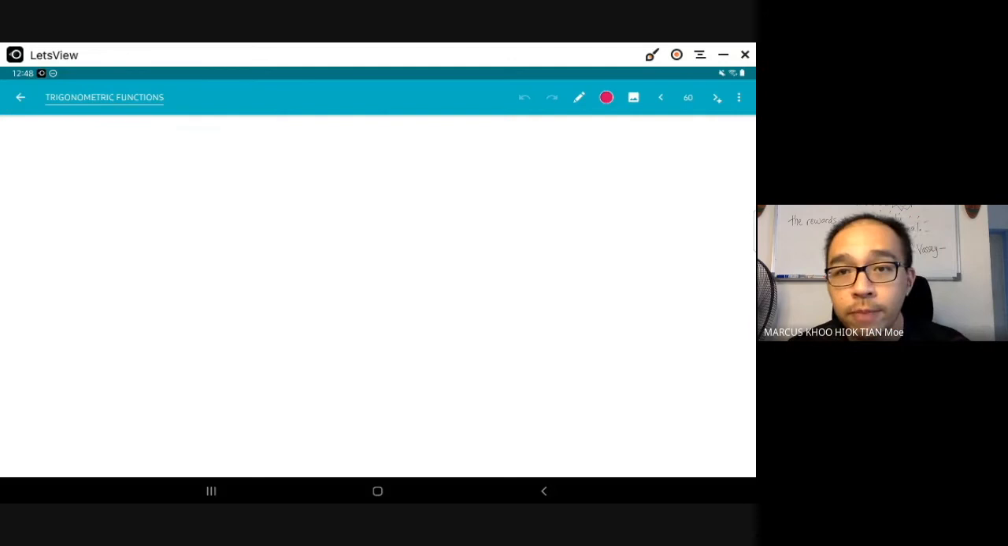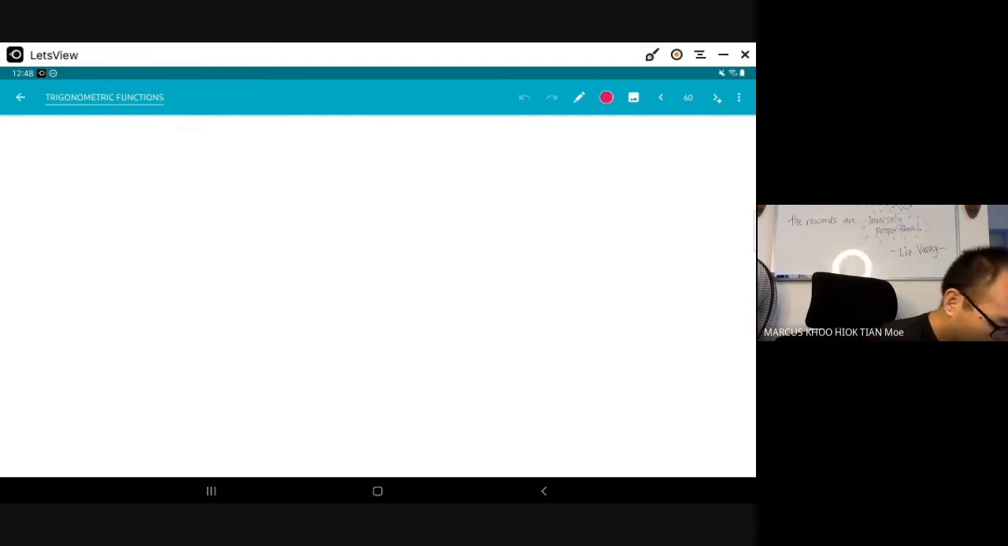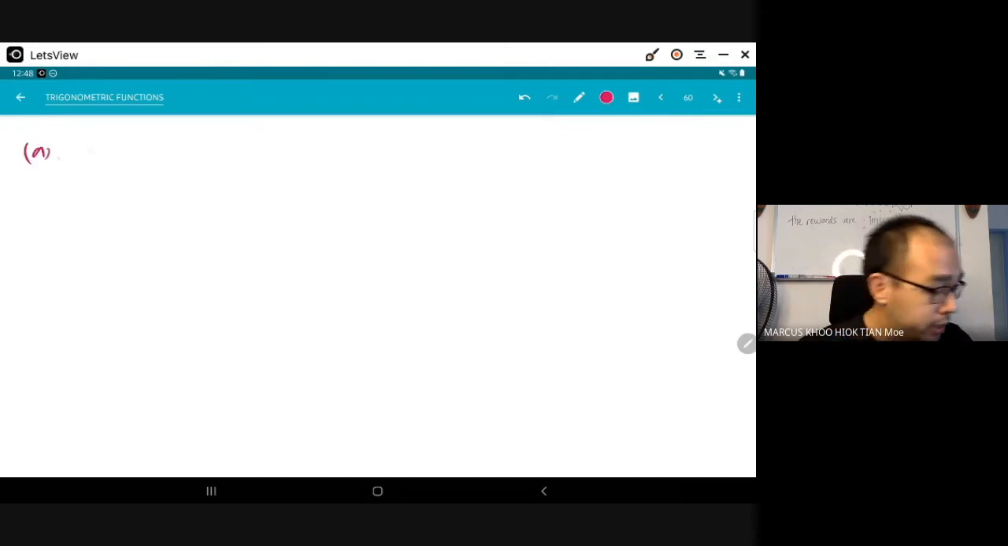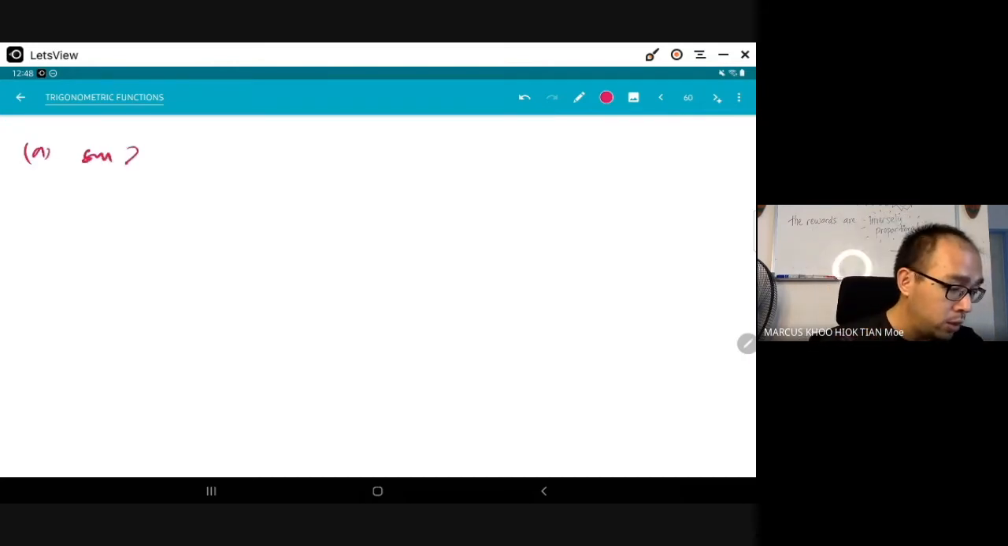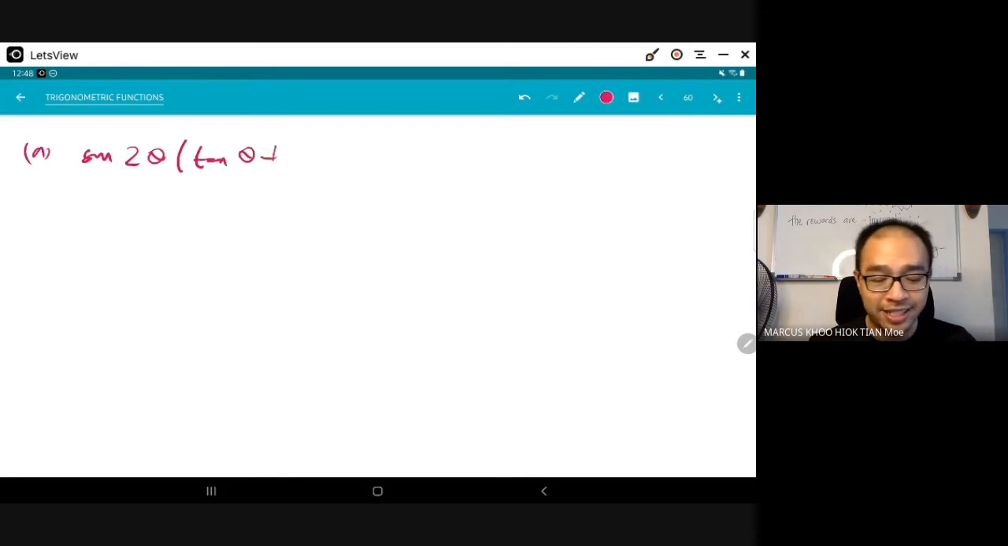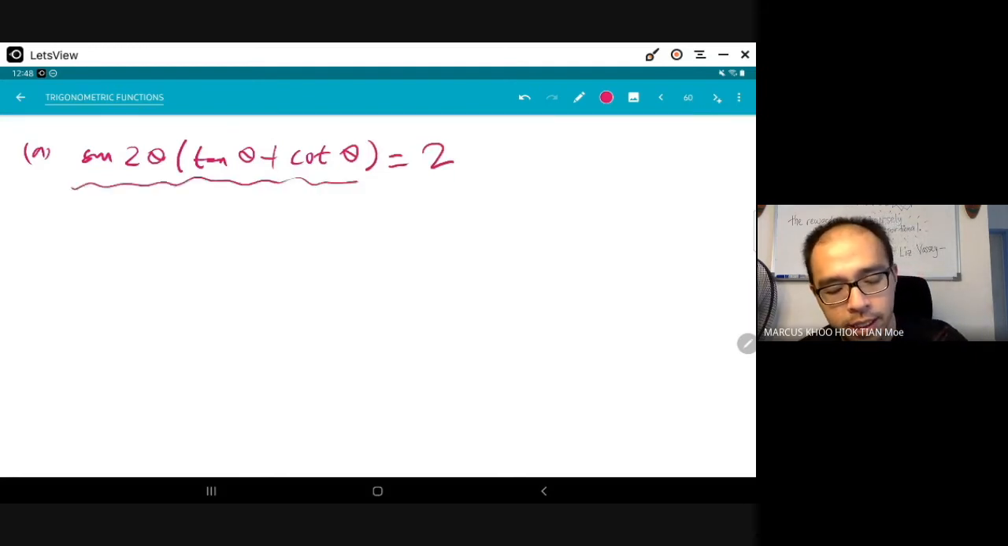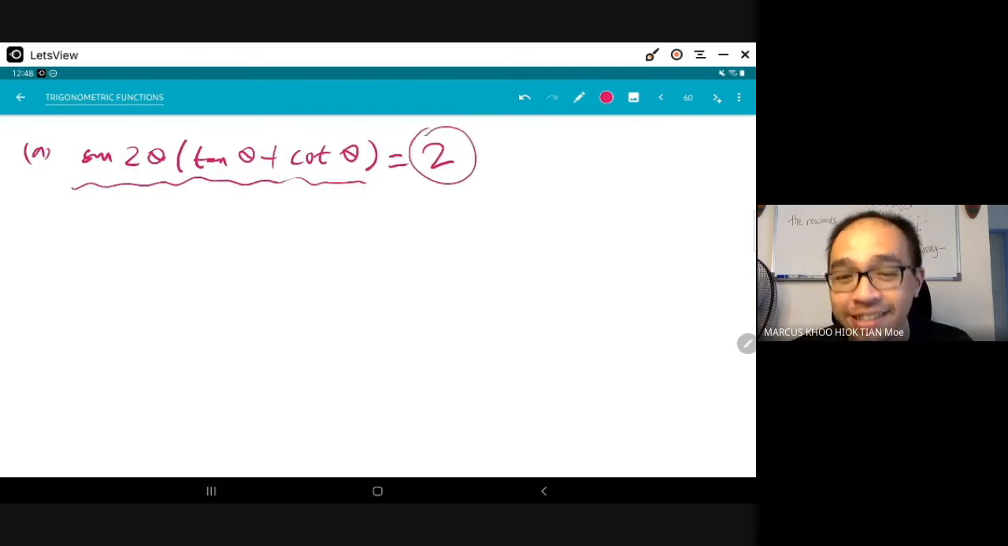Okay, let's start with page 221. Question number 3. The first proof we are going to do is sine 2 theta times tangent theta plus cotangent theta equals 2. This is what we want to prove. Obviously, we start from the left-hand side. We don't start from the right-hand side.